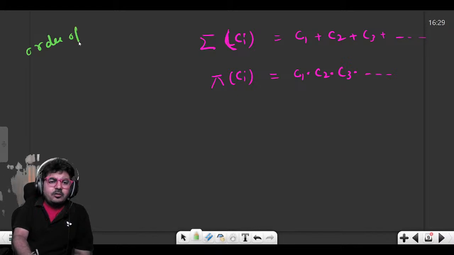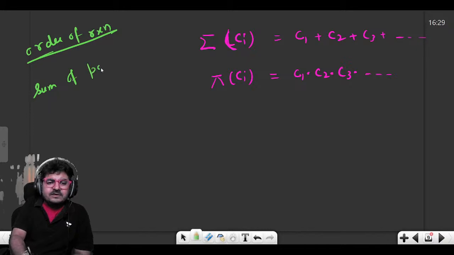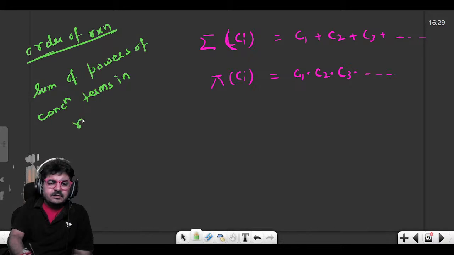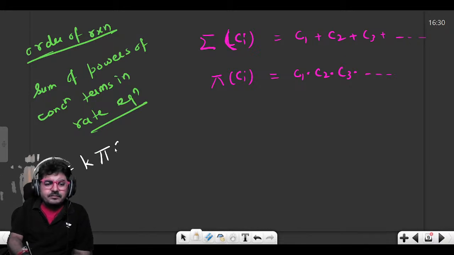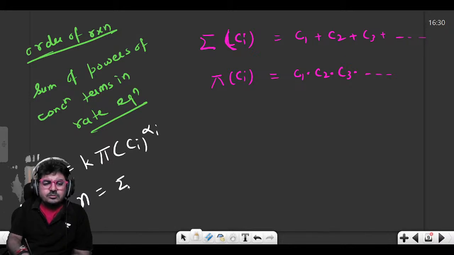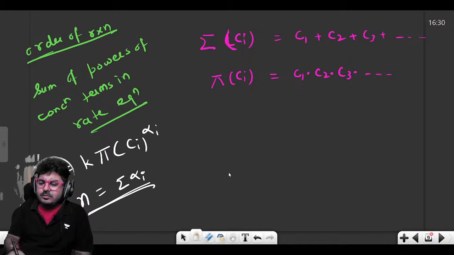अरे, ऑर्डर ऑफ रिएक्शन पढ़ा होगा ना आप लोगों ने: sum of powers or exponents of concentration terms in the rate equation. तो in general अगर हमारी कोई rate equation है suppose like this, तो यहाँ पे order of reaction हो जाएगा n equal to summation of alpha i. I hope you understand that.